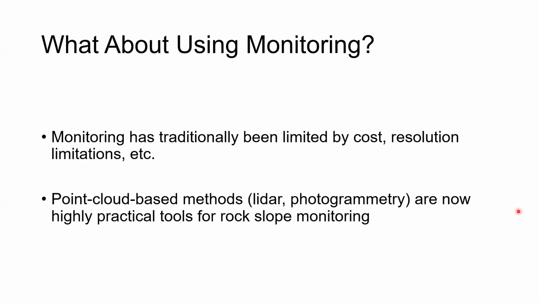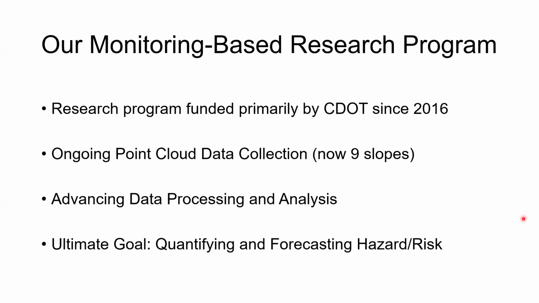So there's been a big transition over the past couple of decades towards using point cloud-based methods, specifically LiDAR and photogrammetry. And these are now practical and non-cost prohibitive tools that can be used for rock slope monitoring. So that brings us to the core of our monitoring-based research program here at the Colorado School of Mines. It's been funded primarily by CDOT, starting in 2016. Since that time, we've been monitoring on a regular basis multiple different slopes. We started off with just a few, and now we're up to 9 that we're regularly tracking.